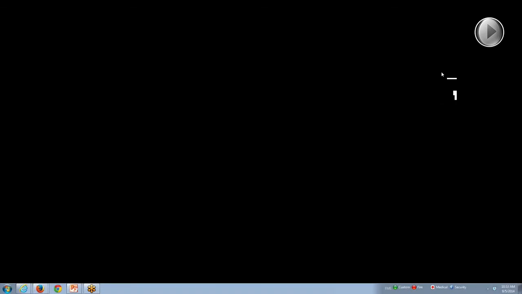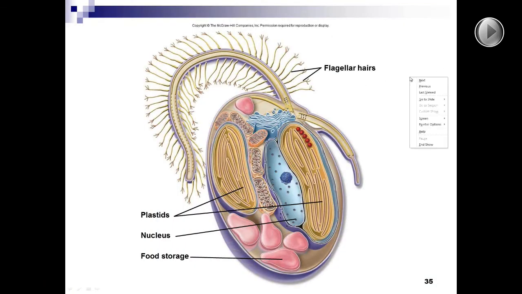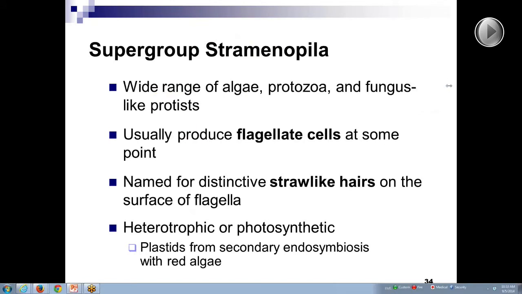The stramenopiles are a very interesting group. Let's go back there, and now let's get that highlighter going, or pen. So, supergroup Stramenopila. We're moving past the alveolata to this next group. They have a wide range of algae, so lots of photosynthetic members, lots of photoautotrophs. We also have protozoans, which are the animal-like protists that are heterotrophic, and even fungus-like protists in this group, organisms that can cause blights, like the destruction of potato crops, and water molds, things like that.